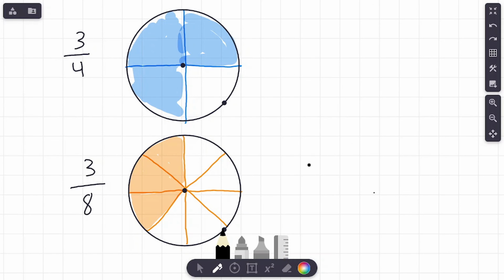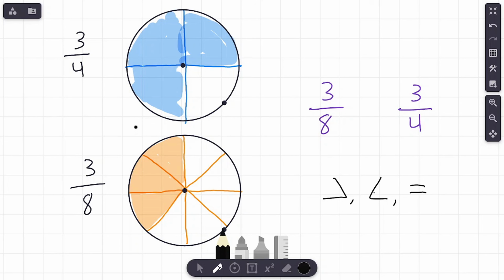Let's compare these two fractions. So we have 3/8 and we have 3/4, and we want to compare them. And remember, our symbols that we have is the greater than symbol, the less than symbol, or the equal symbol. There are more. We're only focusing on these 3 symbols. Which of these symbols would make this statement true? Is 3/8 greater than 3/4? Is 3/8 less than 3/4? Or is 3/8 equal to 3/4?